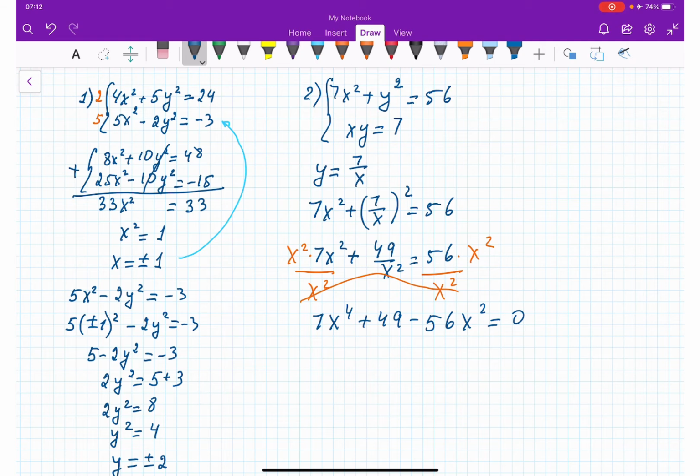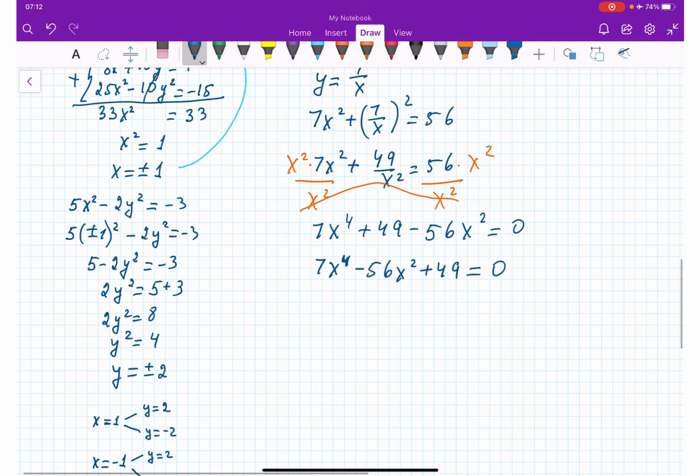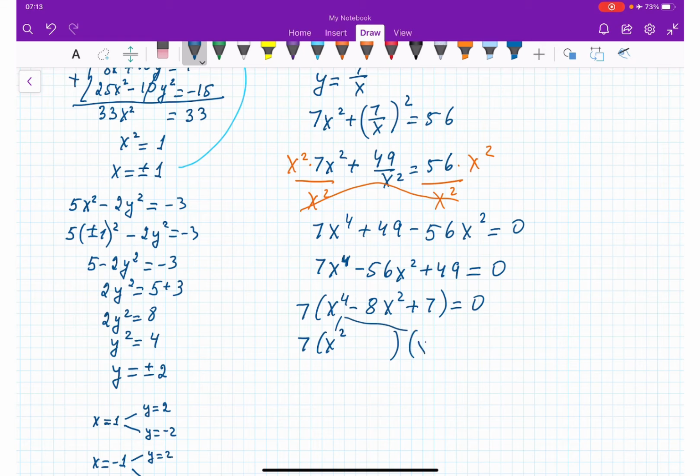Okay, so all right, let me rewrite 7x to the 4. You see here a quadratic equation: minus 56x squared plus 49, right, equals 0. Let's take 7 as a common factor. We will have x to the 4 minus 8x squared plus 7 equals 0. Let's see if we can break it down. x squared here, because we have x to the 4, right? x squared here and x squared here.